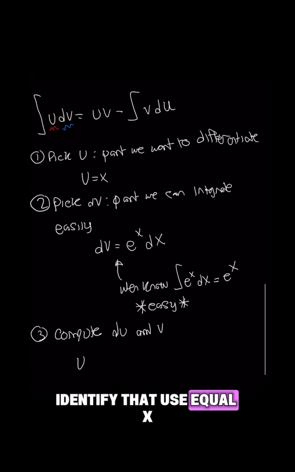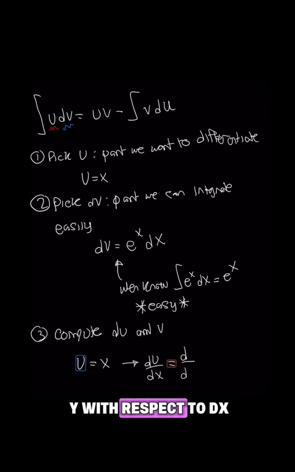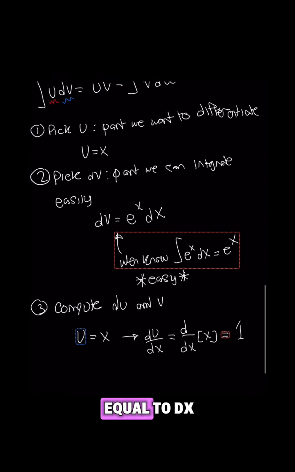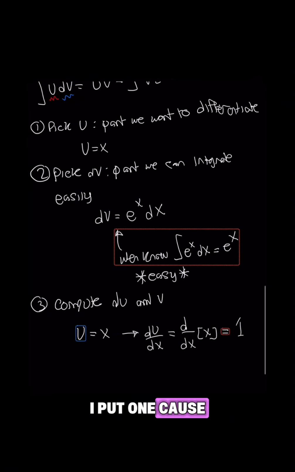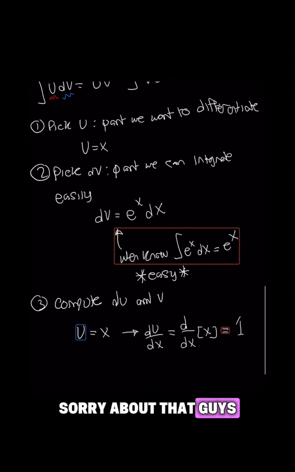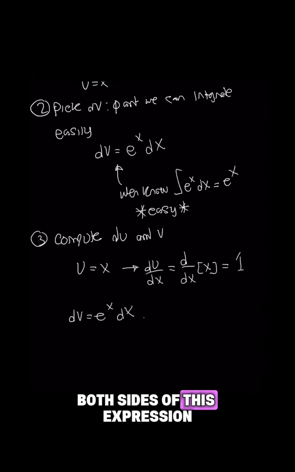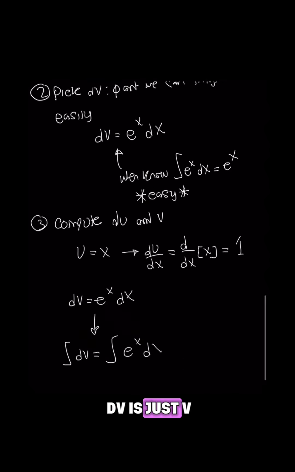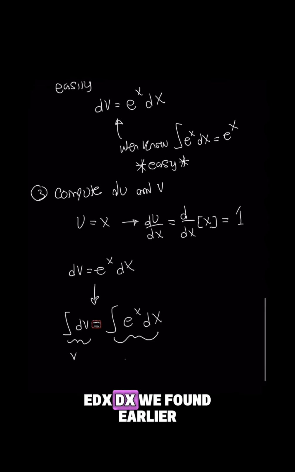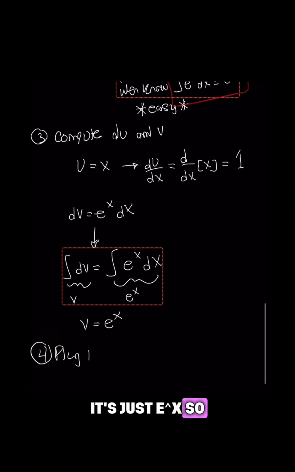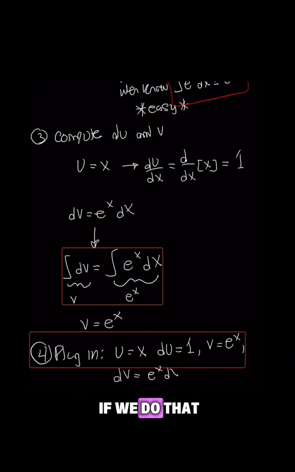Identify that u is equal to x, so the derivative of u with respect to x is going to be equal to dx. I put 1 because I forgot about the chain rule. Sorry about that, guys. It should be equal to dx. We can find v by taking the integral of both sides of this expression. So the integral of dv is just v, and the integral of e^x dx we found earlier, it's just e to the x. So we can plug all these values in.